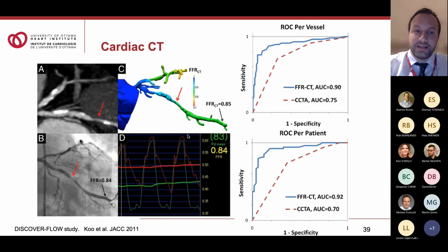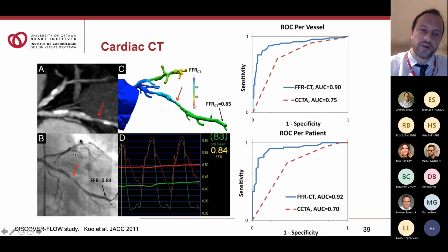Now moving on to cardiac CT. As we know, FFR is a very powerful method to do functional testing of a coronary lesion in the cath lab. Interestingly, you can use cardiac CT to estimate FFR based on a model of the vessel that is extracted from CT images. Then you use a computational flow dynamics analysis to see how much pressure is lost across a stenosis.